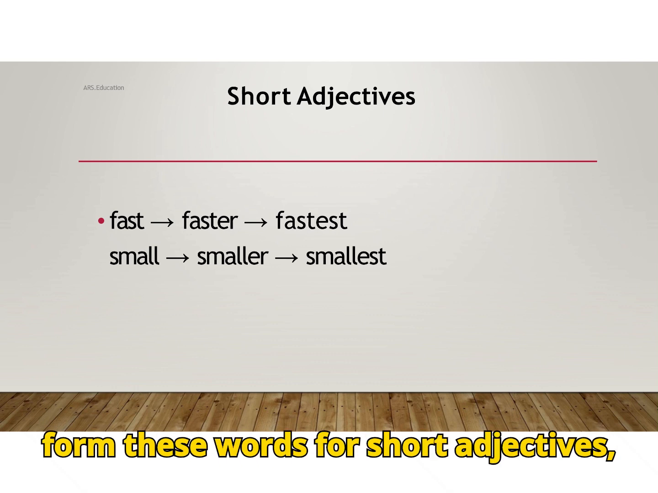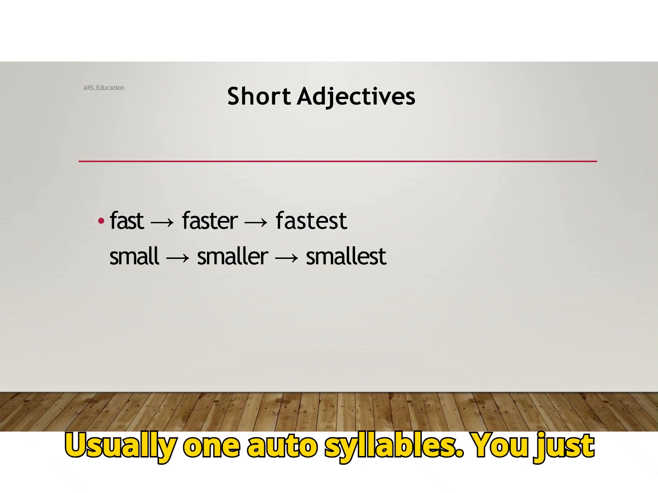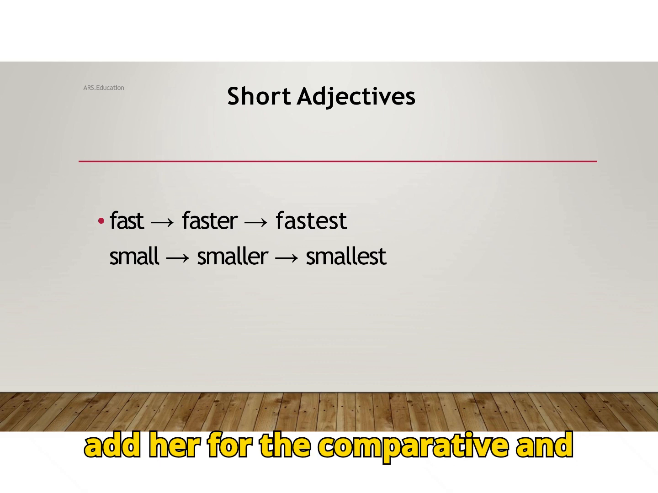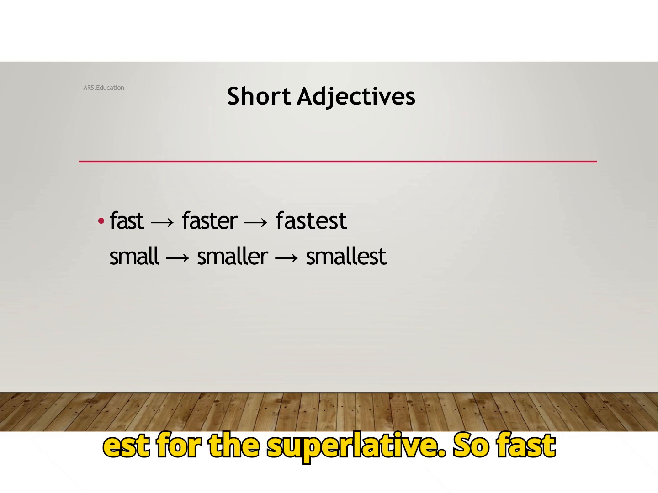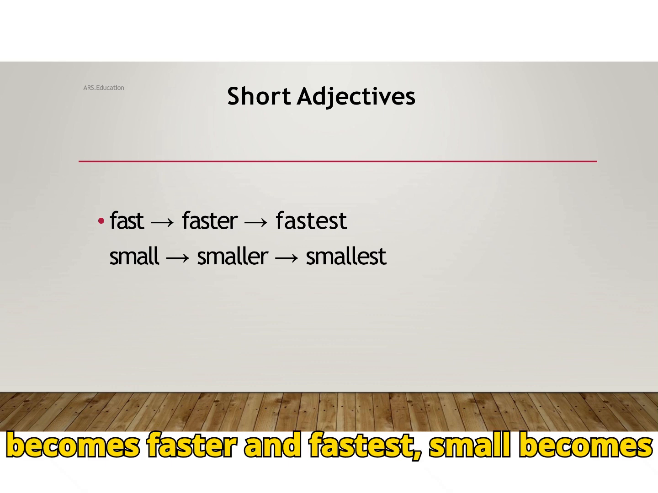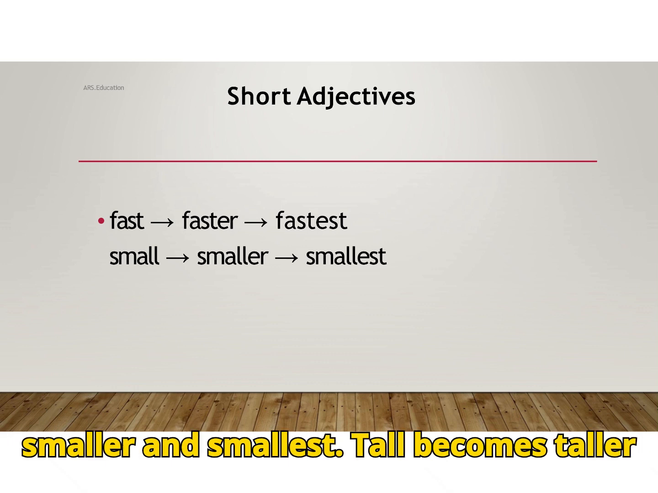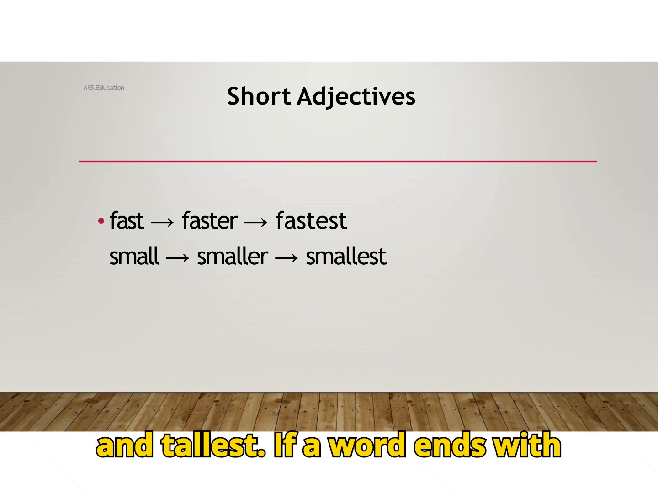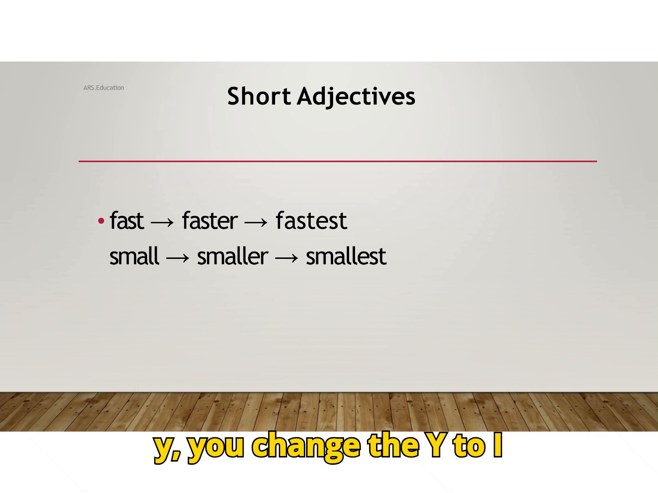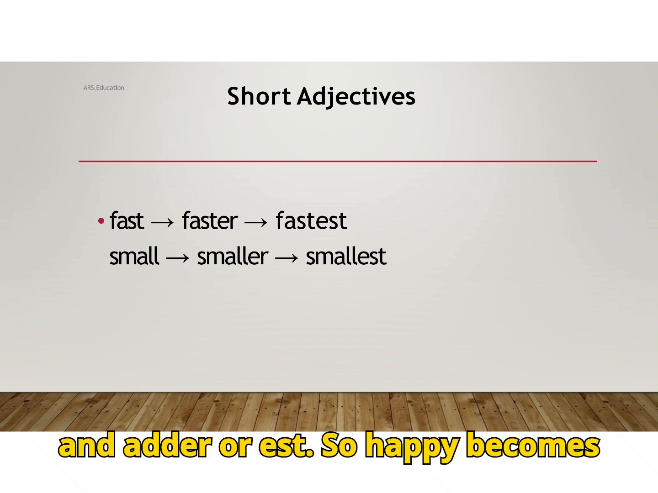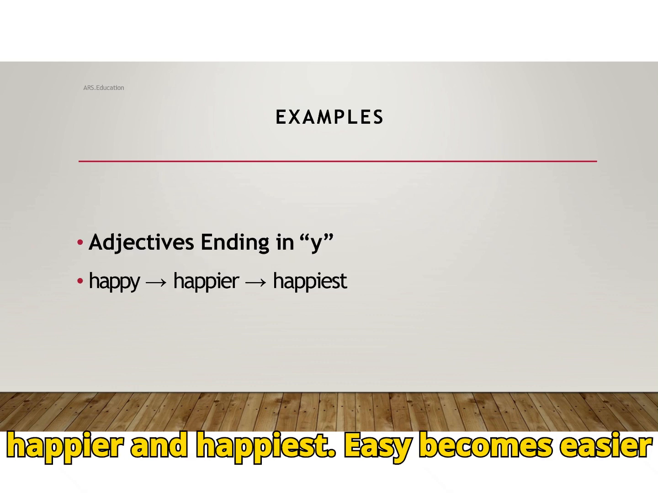Now how do we form these words? For short adjectives, usually 1 or 2 syllables, you just add "er" for the comparative and "est" for the superlative. So fast becomes faster and fastest. Small becomes smaller and smallest. Tall becomes taller and tallest. If a word ends with y, you change the y to i and add "er" or "est". So happy becomes happier and happiest. Easy becomes easier and easiest.